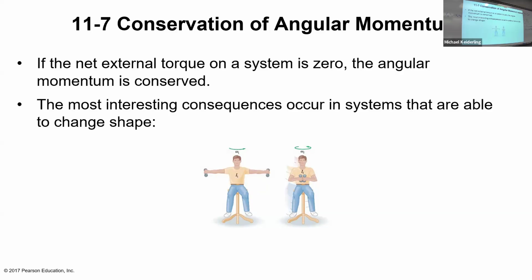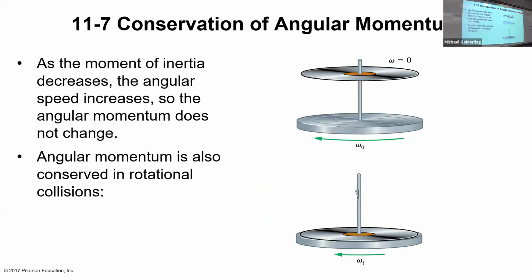So if you have an object that can change shape, you change the moment of inertia, you cause a change in omega. If the mass is out, you have a higher moment of inertia; you switch to a smaller one and you spin faster. This is something people in sports do all the time. Divers, figure skaters, they use this trick to spin faster. As the moment of inertia decreases, angular speed increases, and so the angular momentum doesn't change.